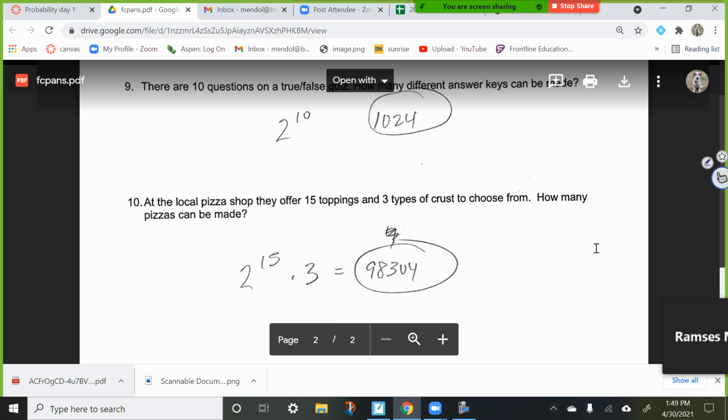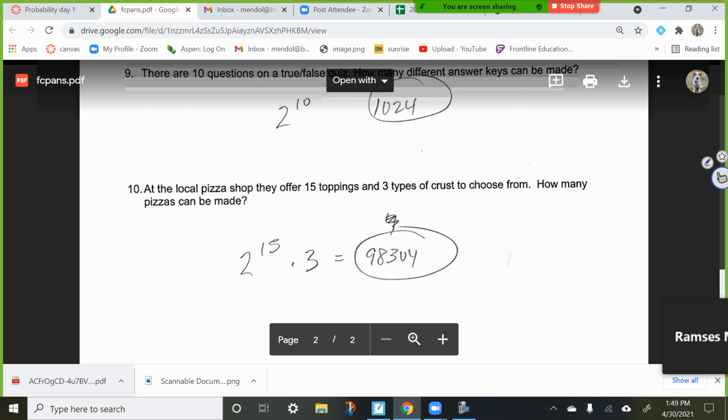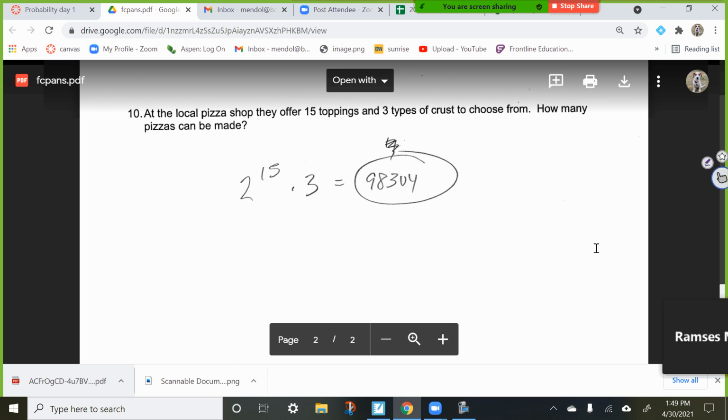Miss Linda, can we go over number 10? Yeah. So 10 is definitely a tricky one, right? It doesn't say how many toppings you can choose, right? So you could make a pizza with no toppings, or 1 topping, or 2 toppings, or 3 toppings, all the way up to 15 toppings, right? And then we have 3 types of crusts, right?